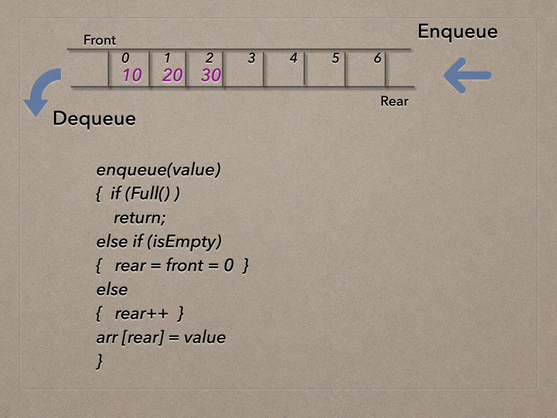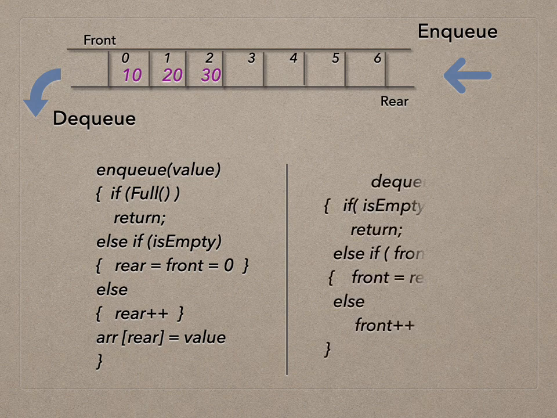In the same way, we have to check for a third condition. If the second condition is false, then we check the third condition. If there is some already existing value, we just do rear++. And next, let's see the last operation, DQ.